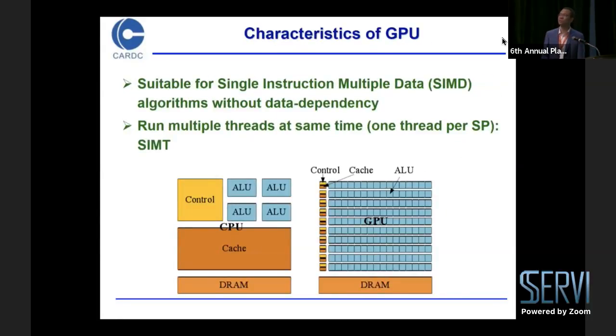Characteristics of GPU: the GPU is suitable for single instruction multiple data, SIMD, algorithms without data dependency. We can run multiple threads at the same time, one thread per SIMT.